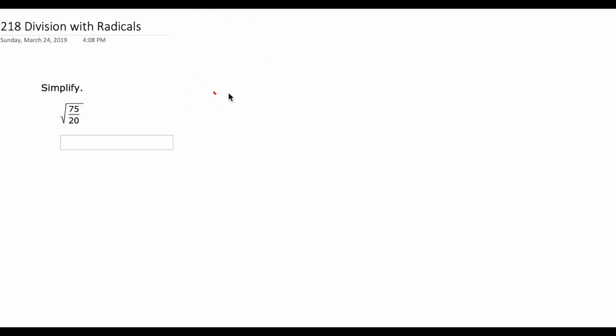All right, so we have root. Well, how'd you do it? I'm sure you started it right. Yeah. I split it into 3 and 25. So I did root 75 and then I got 3 and 25 and started factoring.